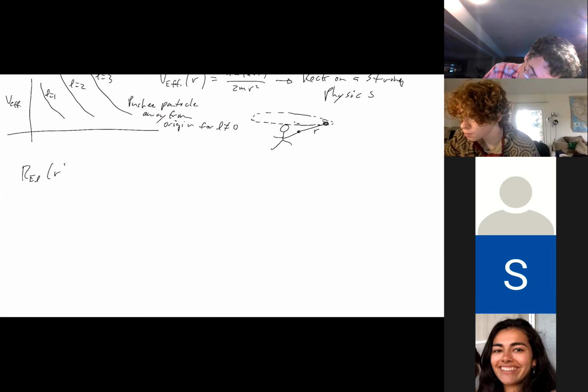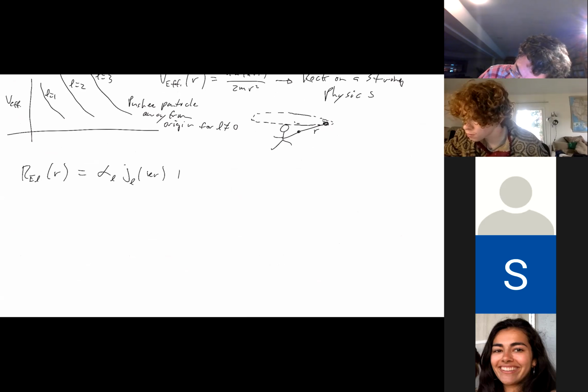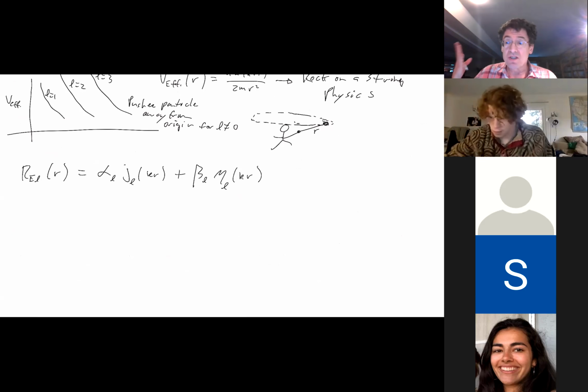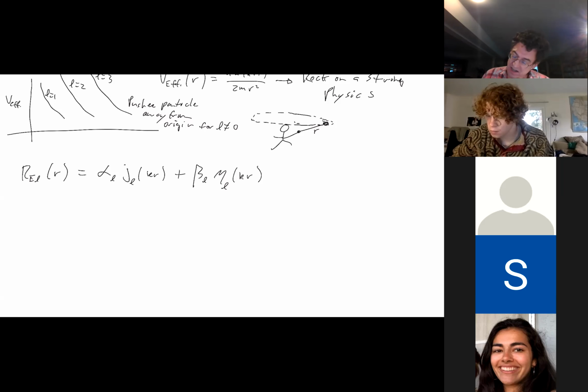So here we have R_l(r) is equal to alpha_l times j_l(kr) plus beta_l times n_l(kr). The next thing to do is to use the boundary conditions to find alpha and beta, but I'm not going to do that. I'm going to do something else instead. Instead, let's first consider the asymptotic solution.